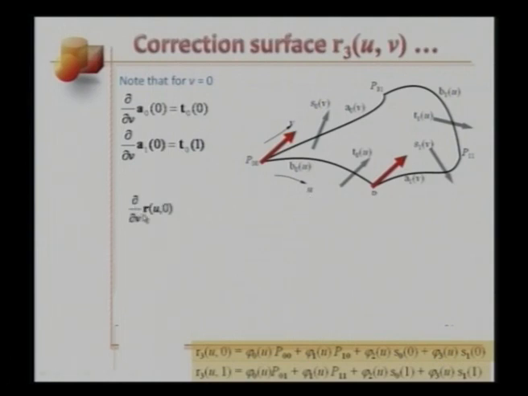Partial of R over partial V for V equals 0 is equal to T0(U) plus Phi0(U) T0 at 0 plus Phi1(U) times T0 at 1 plus Phi2(U) times chi 0,0 plus Phi3(U) times chi 1,0 minus partial R3 with respect to V evaluated at U equals U and V equals 0. And that is equal to T0 of U.